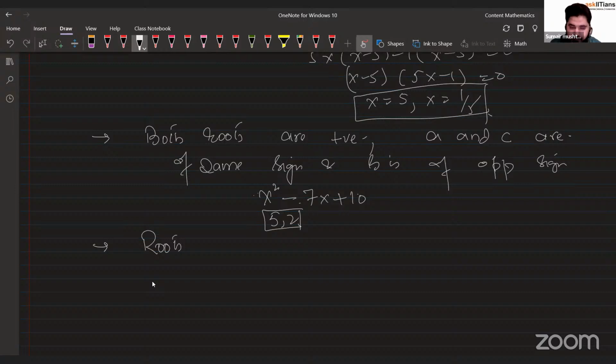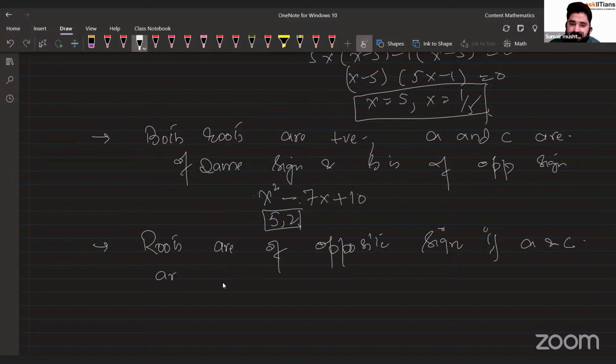Next, roots are of opposite sign when? Can you tell me when roots are of opposite sign? If A and C are of opposite sign. Simple.